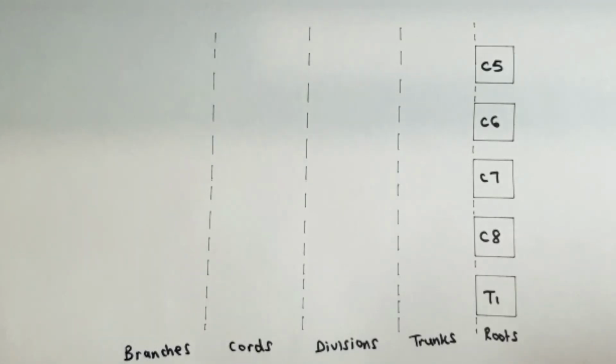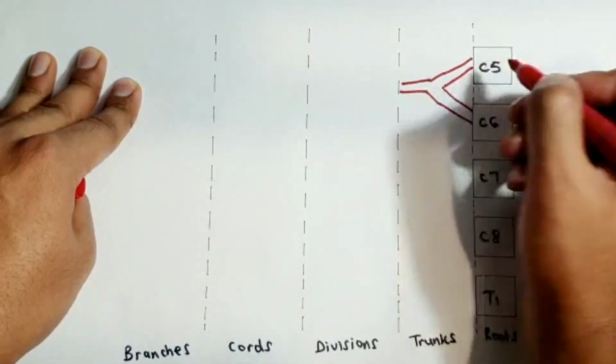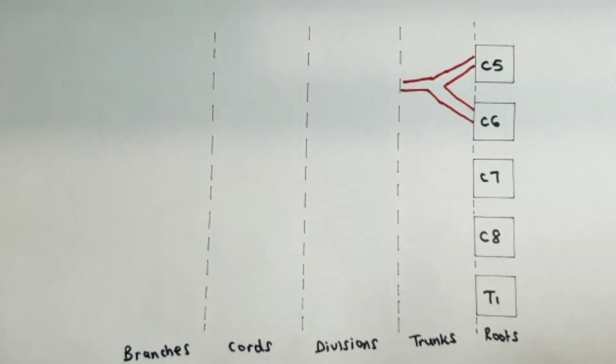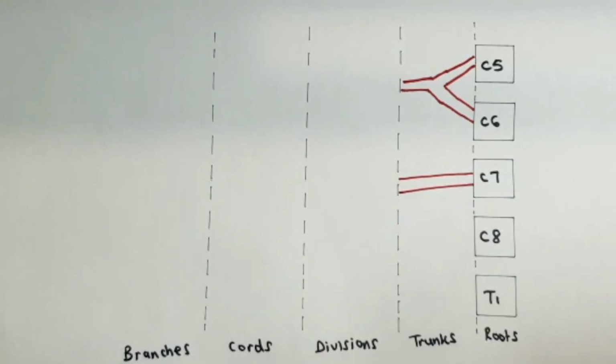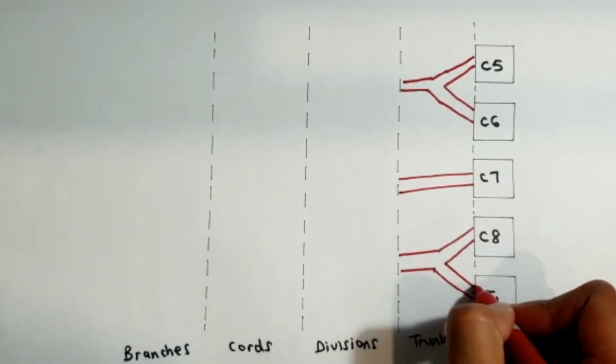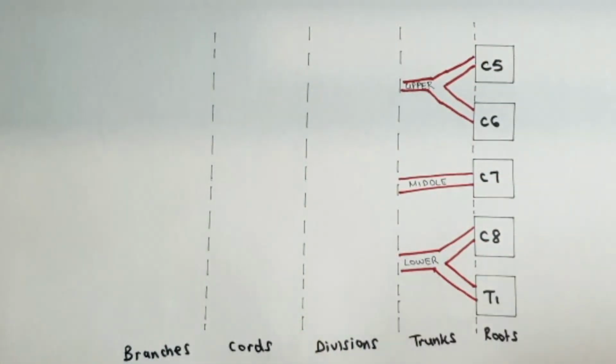The first trunk, which is the upper trunk, is given by the combining of C5 and C6. C7 will then give rise to the middle trunk all by itself. Then C8 and T1 will follow exactly what C5 and C6 did and join together to form the lower trunk. The trunks then each give rise to anterior and posterior divisions.